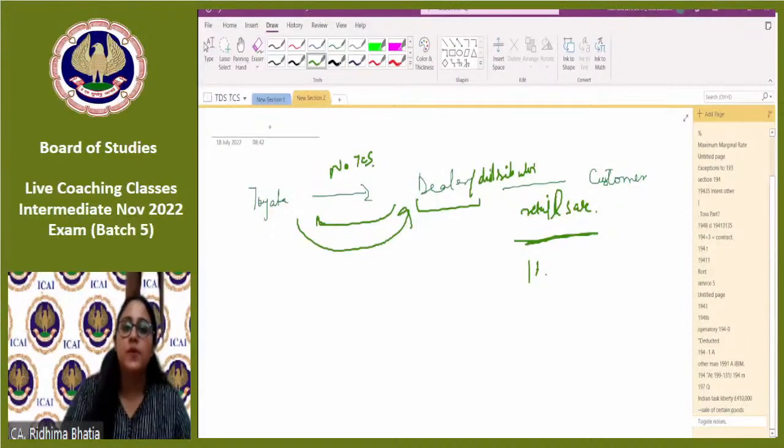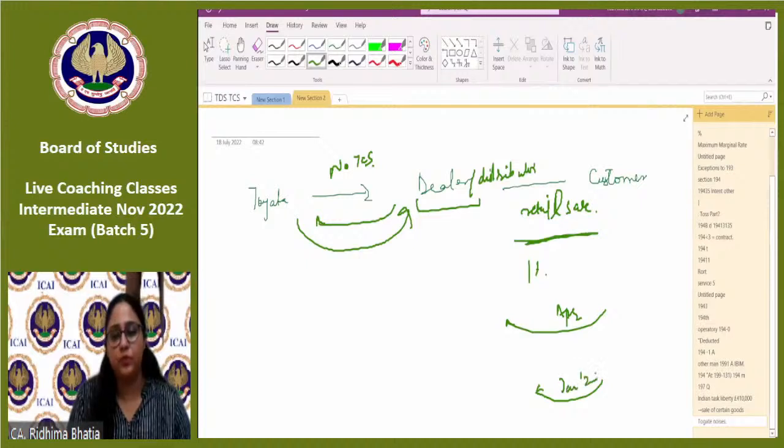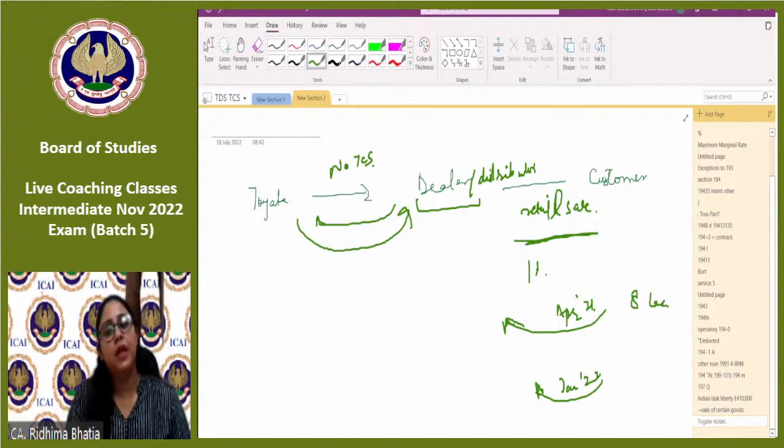Clear? Now next question you will ask, ma'am, from the same dealer I purchased one car in April 21, and I purchased another car in January 22. Now, एक कार मैंने खरीदा 8 लाख का, एक कार मैंने खरीदा 9.5 lakhs का. Same dealer से, ठीक है?